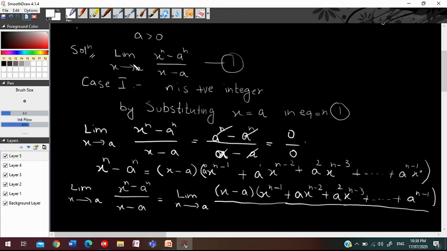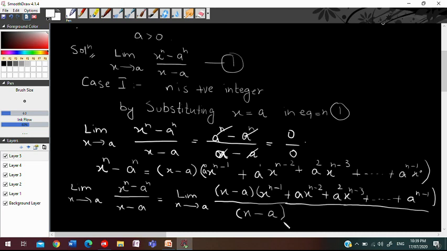I will repeat the question. The question was limit x approaches to a of (x^n minus a^n) divided by (x minus a), in which n is a positive integer. If we directly apply the limit x approaches to a to this fraction, we get 0 by 0 form, and our question will be stuck over here. So to avoid this form, we factorize the numerator of our function. By factorizing, our question becomes limit x approaches to a of (x^n minus a^n) divided by (x minus a) equals limit x approaches to a, where the limit remains the same, and we multiply by this factor and divide by x minus a.